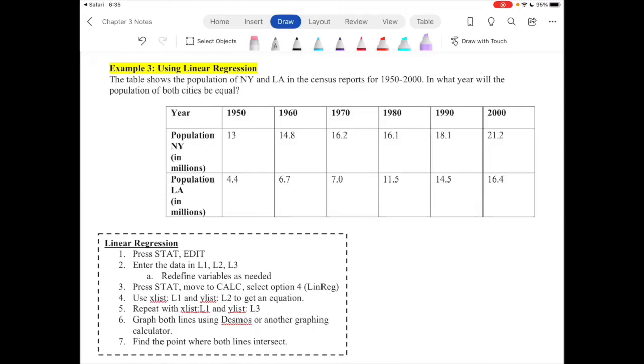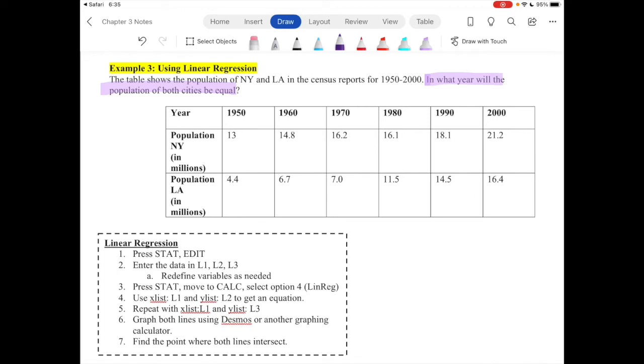In everyday life, there's going to be times where we have to solve systems of equations. For example, the table below shows the population of New York and Los Angeles in the census report for 1950 to 2000. We want to know in what year will the population of both of these cities be equal. To find this, we'll use our graphing calculator along with a graphing tool such as Desmos.